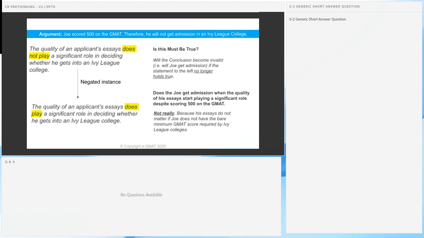So if the answer is no, then we say, hey, the quality of an applicant's essay does play a significant role. So if essays start to become important, does Joe get admission in an Ivy League college? Absolutely not. Why? Because if Joe doesn't meet the minimum threshold for the GMAT, even though essays may be important, they don't start to play a role till he meets the bare minimum threshold that the Ivy Leagues require for the GMAT. So is that must be true? Absolutely not. Okay.